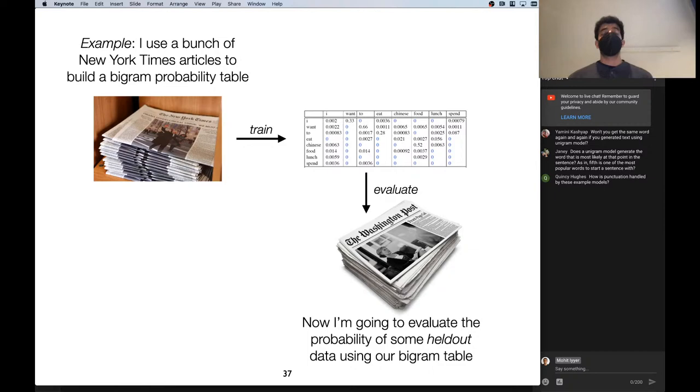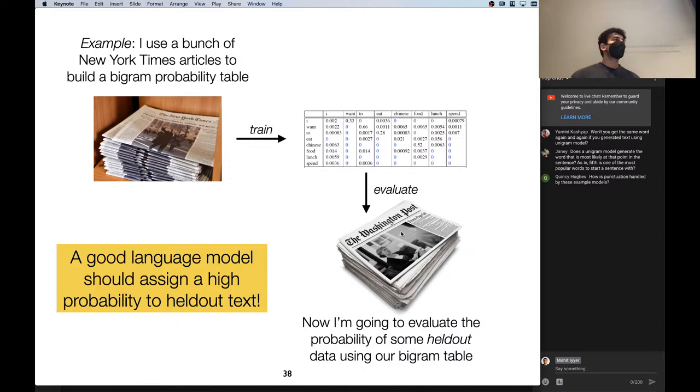So even though the model hasn't seen text from the Washington Post, we would hope that if this were a good language model of English, it would be able to assign a high probability to the text in the Washington Post, right? Because these are real, valid sentences, and so it should certainly be able to assign them a higher probability than it does, say, jumbled up nonsense text. So that's the general idea. And a model that assigns a higher probability to this Washington Post text than another, so let's say we train a bigram model and a trigram model on the New York Times, it's likely that the trigram model will assign a higher probability to this held out Washington Post text than the bigram model. And similarly, a bigram model would assign higher probability to this text than a unigram model would.